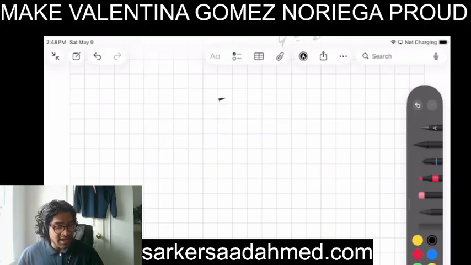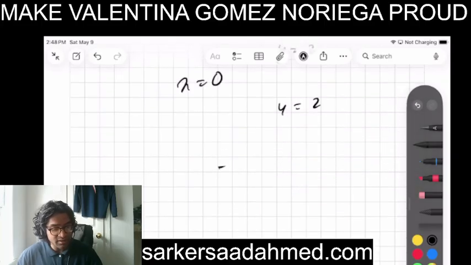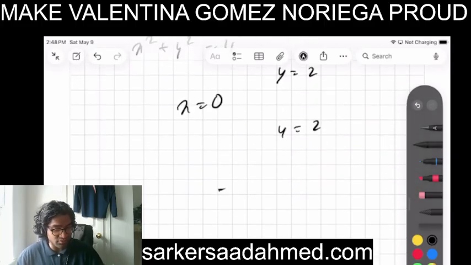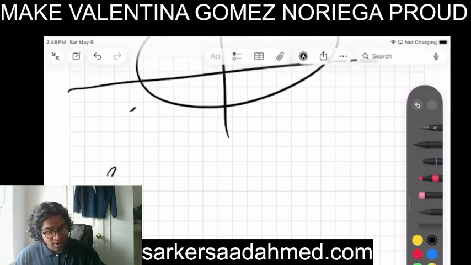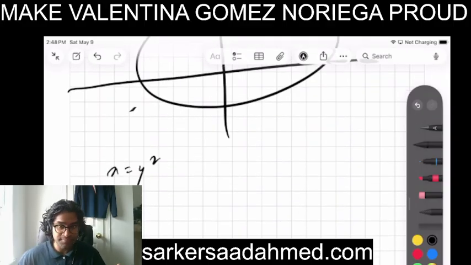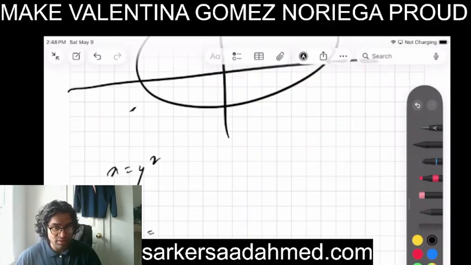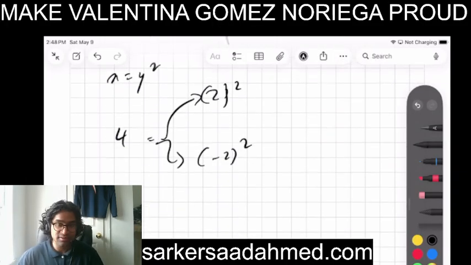In general, anything that correlates to a circle question, you can't have that. So this is a circle, so you can have -2 and you're going to have 2, so it doesn't make sense. Even if you have x is equal to y square, you're going to have 2 square and -2 square. So again, that doesn't work.